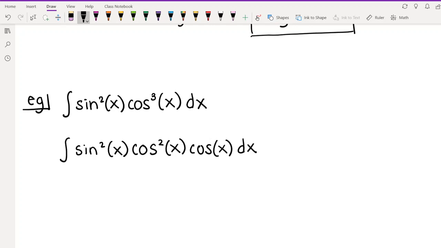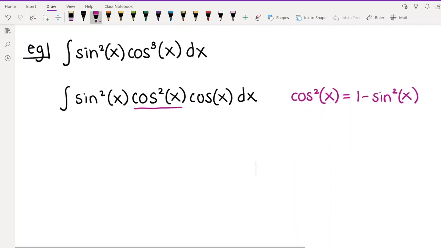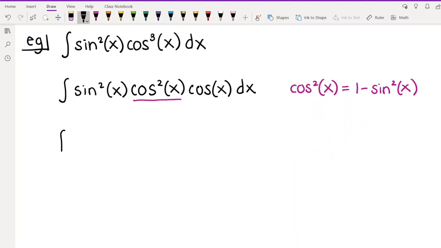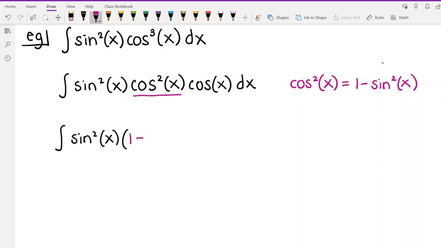Well, we know that we have an identity that lets us express cosine in terms of sine, right? So what we can do is use the identity here. So we know that cosine squared of x is 1 minus sine squared of x. And so if we put that in here, we'll have the integral of sine squared of x times 1 minus sine squared of x times cosine of x dx.